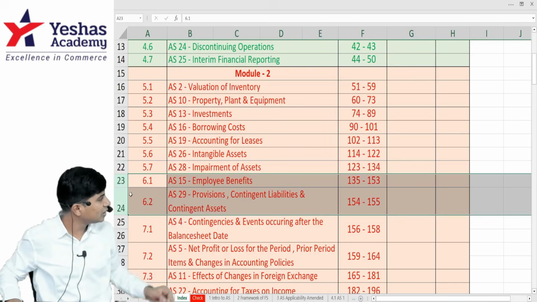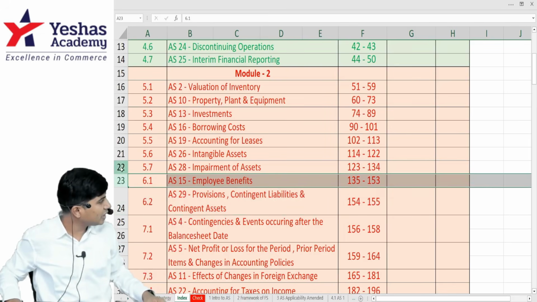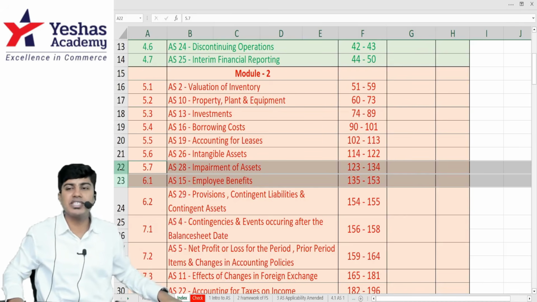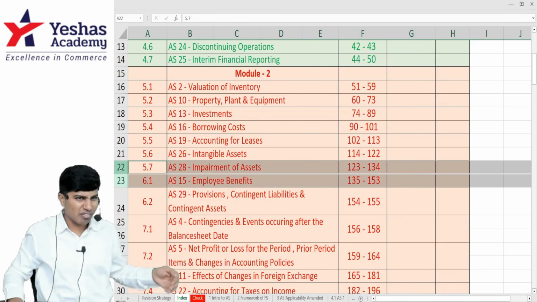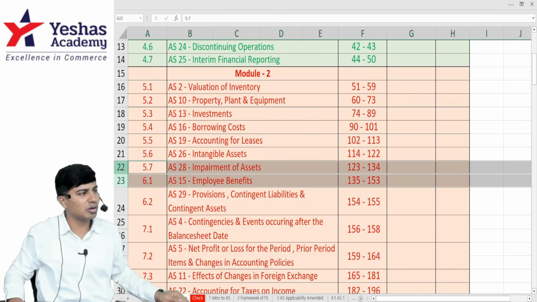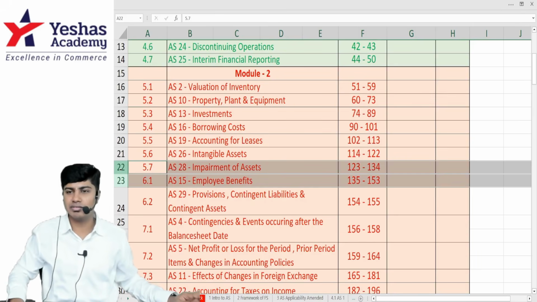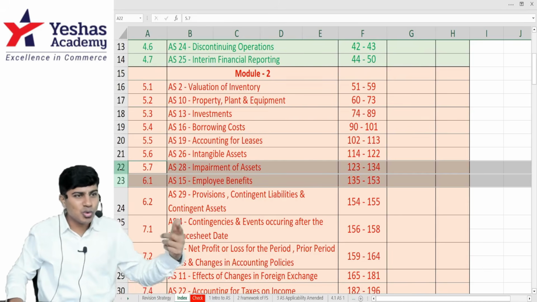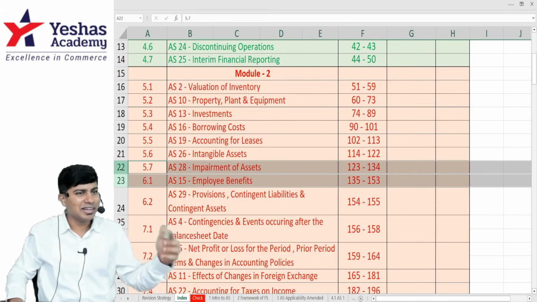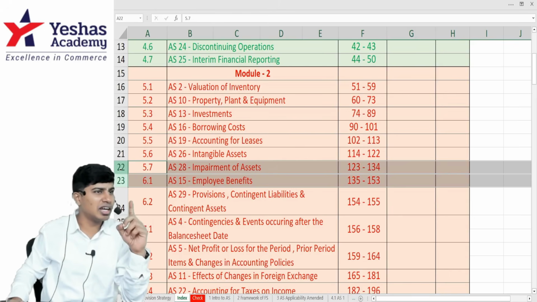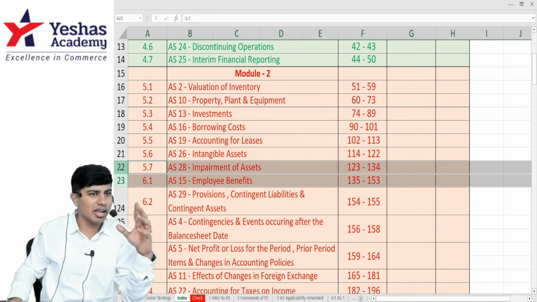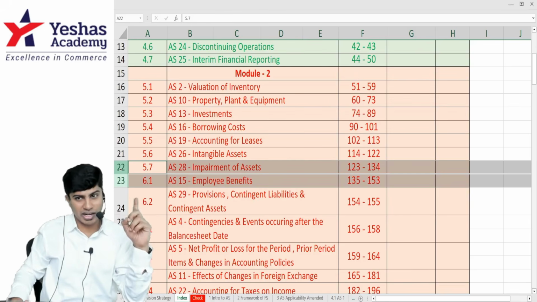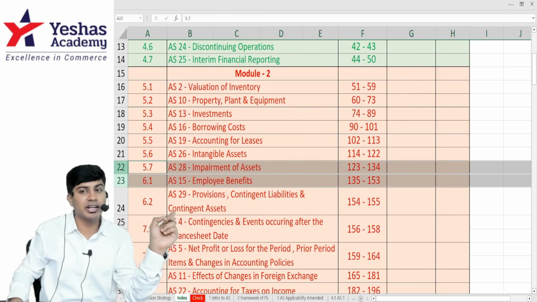These two standards, AS 15 and AS 28, were originally not there in CA Inter. They came to CA Inter very recently, in May 2024. Till then, this was part of CA Final. When I wrote my exam, I read it in CA Final. You are reading it in CA Inter. If you have that uncle or auntie who is a chartered accountant who tells you, yeah, even I have done CA, don't take them very seriously, because whatever they read in Final, you're reading in Inter.